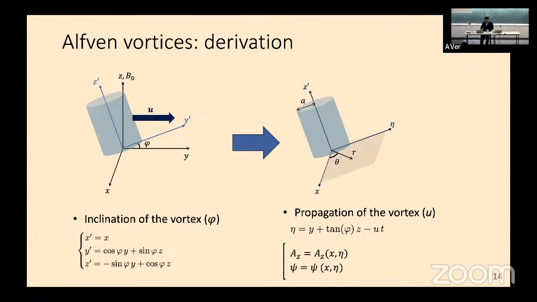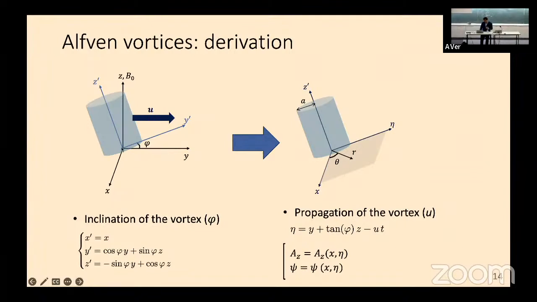Here we are following the derivation of Vashvili-Pakhatyanov. So the idea is that the vortex, in the general case, can be slightly inclined with respect to the ground magnetic field. Here we show this inclination.